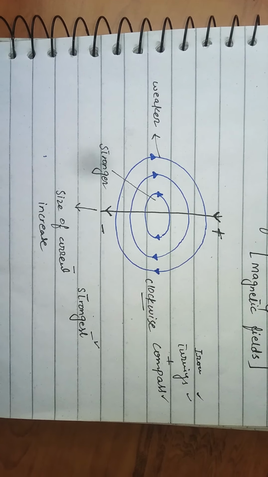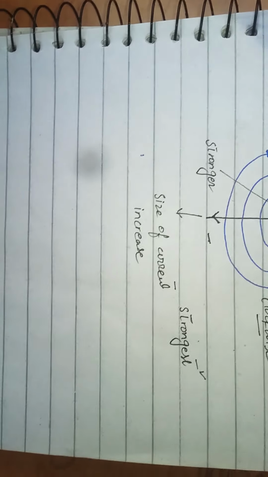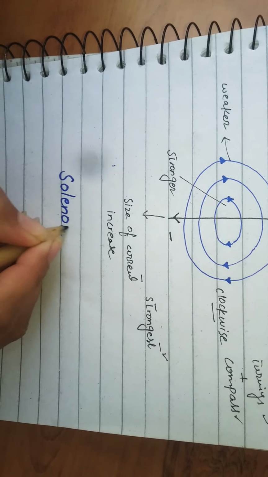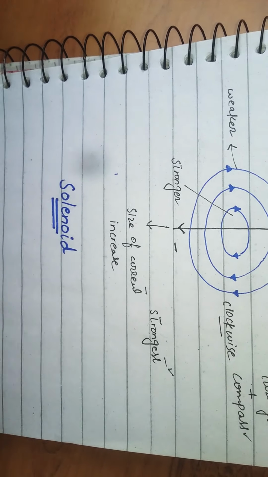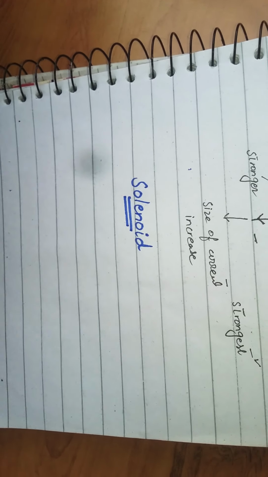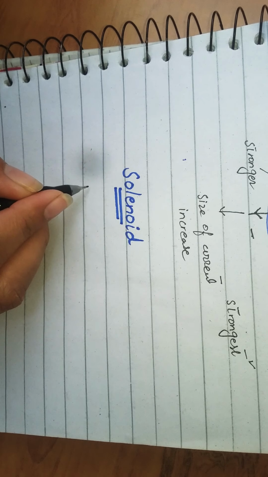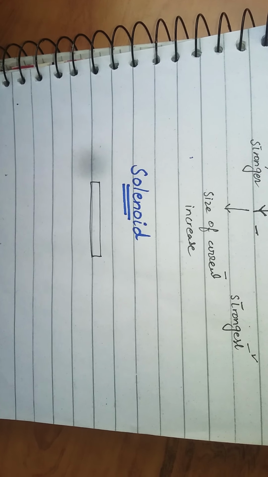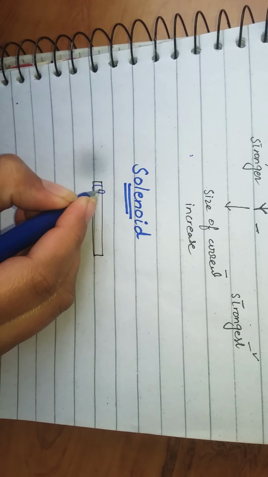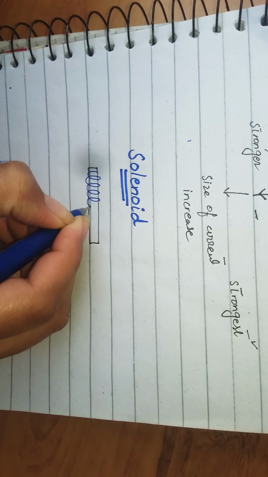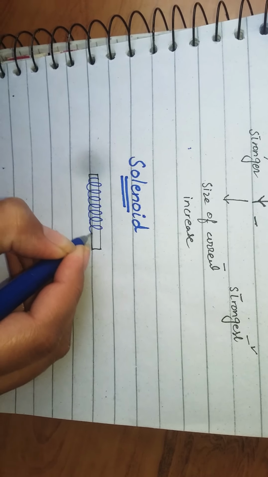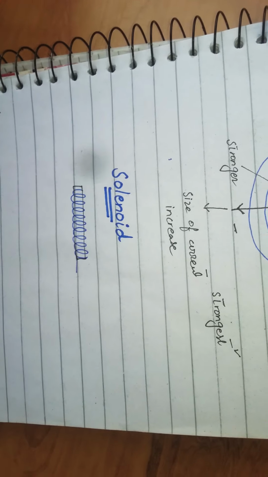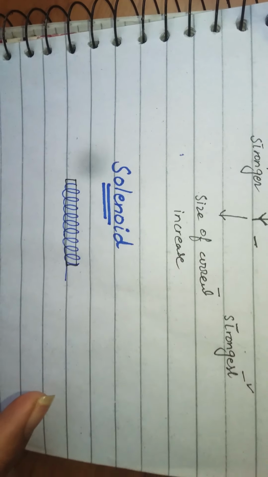On this page we have another topic, which is a solenoid. What is a solenoid? A solenoid is actually a long coil that is tightly bound by a wire. Here I am showing the wire with the blue pen and the coil with the black pen. Here I have made a solenoid.